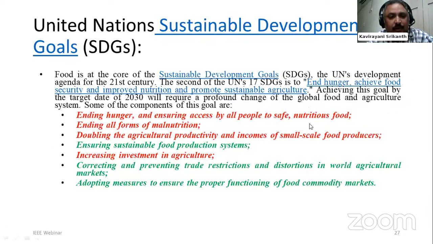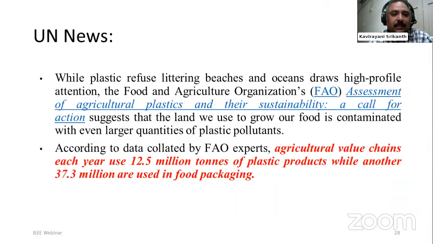And then if we want to end hunger, which is one of the sustainable development goals of the United Nations, we have to ensure sustainable food production systems. We have to correct the mechanism, trade restrictions and distortions in whatever world agricultural markets are there, because it's a global product. Food being exported and imported, and with different scenarios, it is very difficult to regulate what is happening.